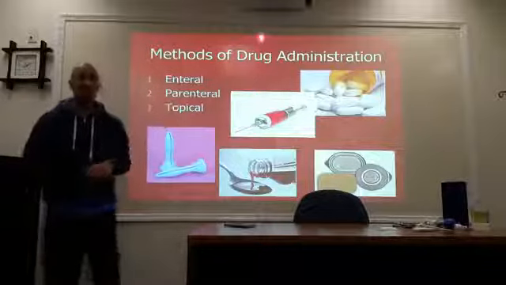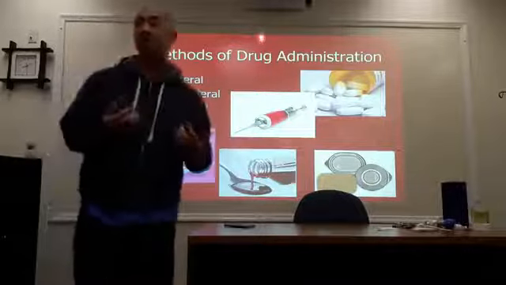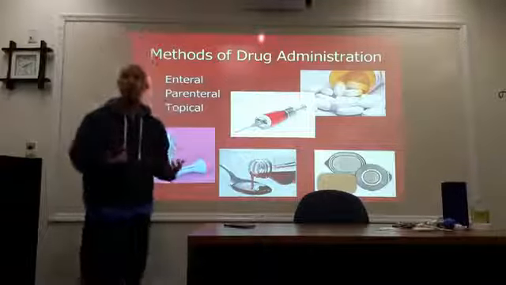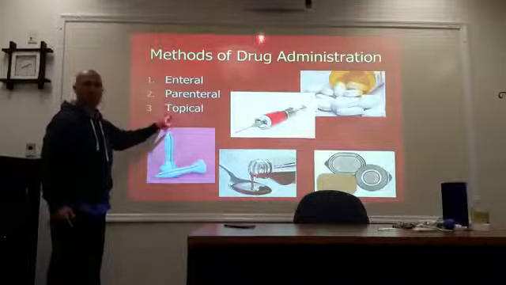Then you got parenteral, which is any type of administration of medication that is introduced through the break of the skin or some kind of mucous membrane, such as starting an IV. So we're going to be spending a lot of time here on the parenteral part of it, and also topical.